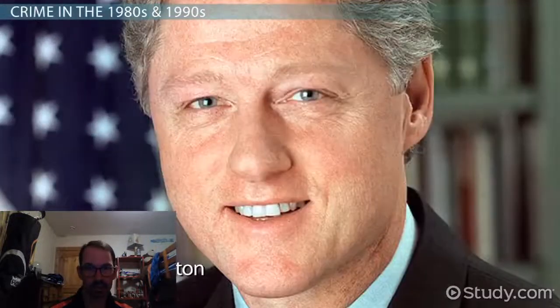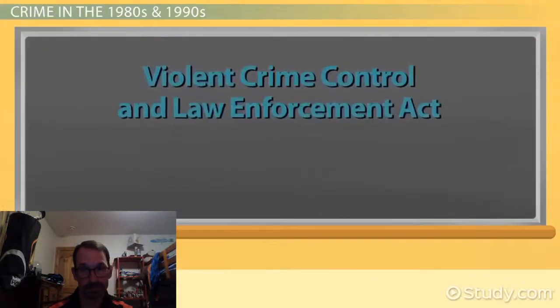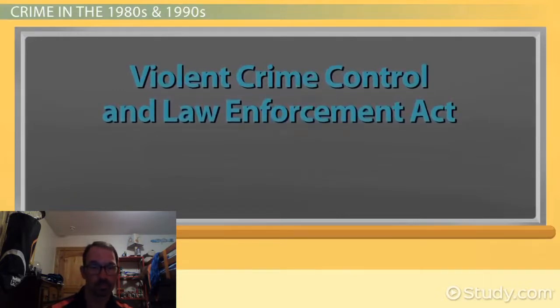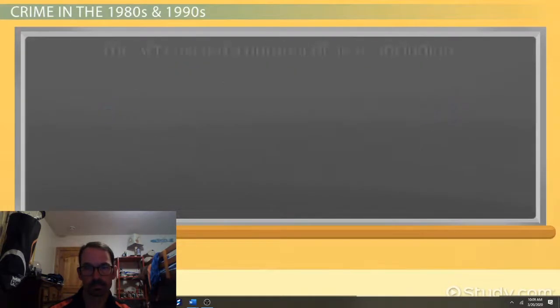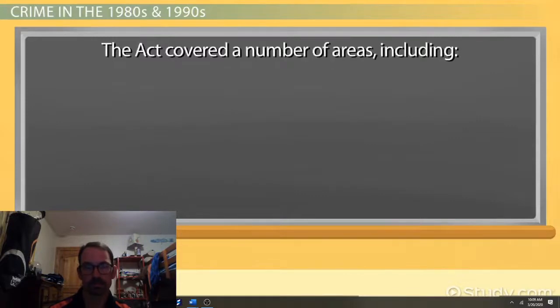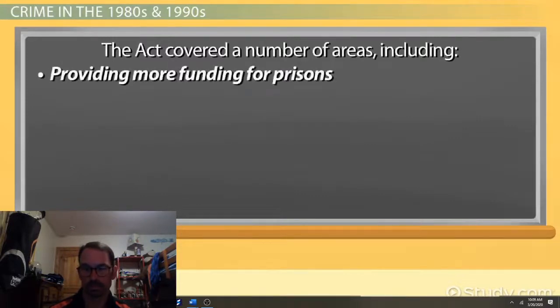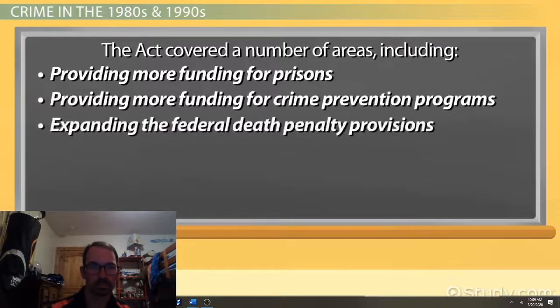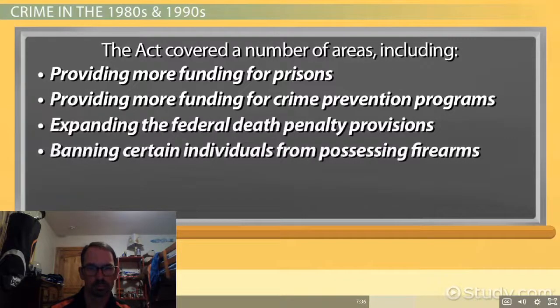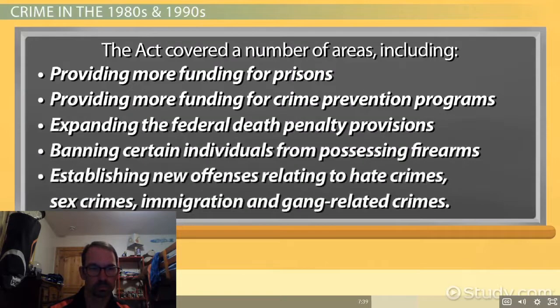Again, gangs and drugs, which kind of go together, right? The president responded. Bill Clinton signed the Violent Crime Control and Law Enforcement Act in 1994. This act is the largest and most extensive crime-related legislation in U.S. history. The act covered a number of areas, including providing more funding for prisons, providing more funding for crime prevention programs, expanding the federal death penalty provisions, banning certain individuals from possessing firearms, and establishing new offenses relating to hate crimes, sex crimes, immigration, and gang-related crimes.